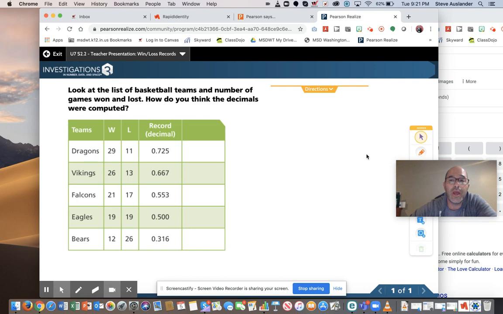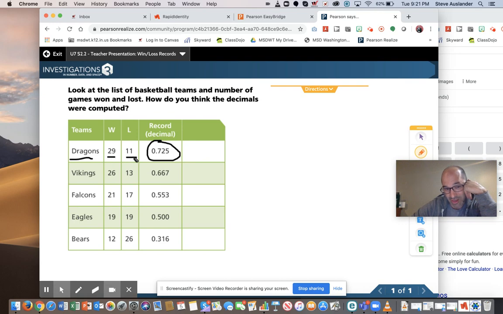Here we see the Dragons are a team. They won 29 games. They lost 11. This is their record as a decimal. When you see winning percentages, if you're a sports fan, you might see a win-loss record and then a decimal next to it. How do you think this decimal, 725 thousandths, was computed? How did they come up with this number?